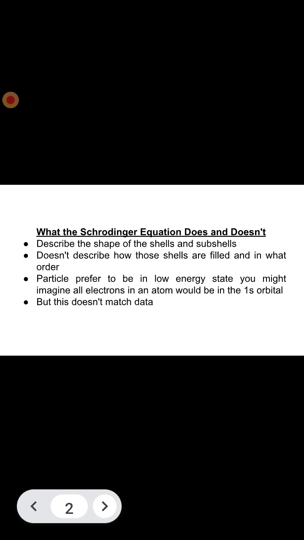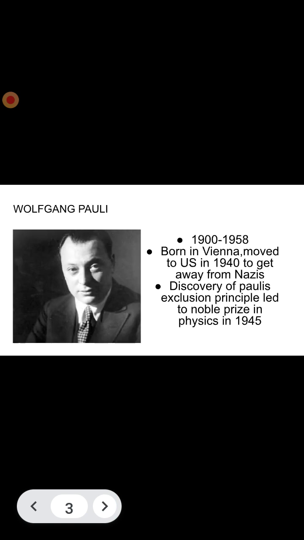One of the principles which guide the filling of electrons in orbitals is Pauli's exclusion principle, proposed by Wolfgang Pauli. He was born in 1900 in Vienna, and moved to the US in 1940 to get away from the Nazis. He was awarded the Nobel Prize in Physics in 1945 for the Pauli's exclusion principle.